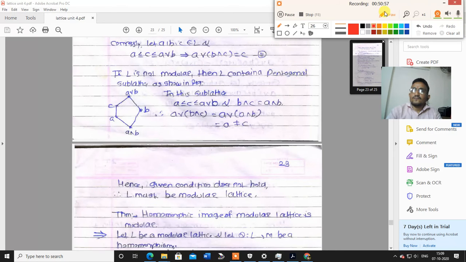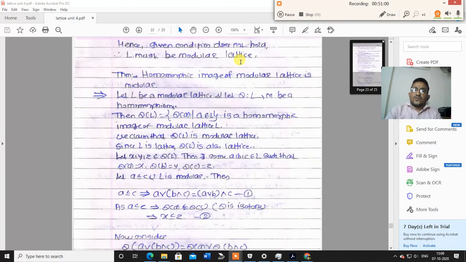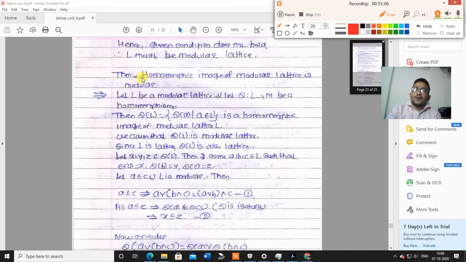Next we see, which is important here, that the homomorphic image of a modular lattice is also a modular lattice. We want to show that. Let L be a modular lattice and theta be a homomorphism from L to M. What is theta L? Theta L is the set which collects the images of all elements of lattice L. It is a homomorphic image of a modular lattice L, and we show that theta L is a modular lattice.